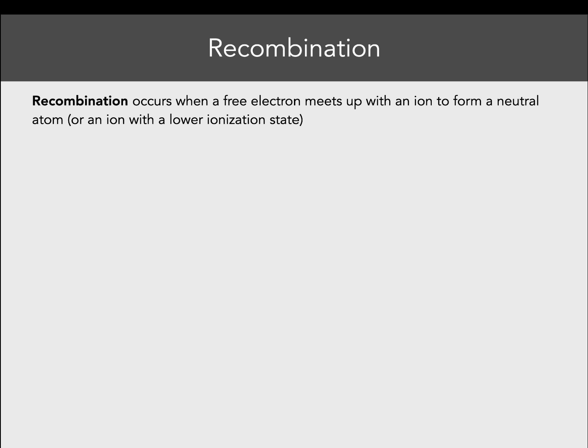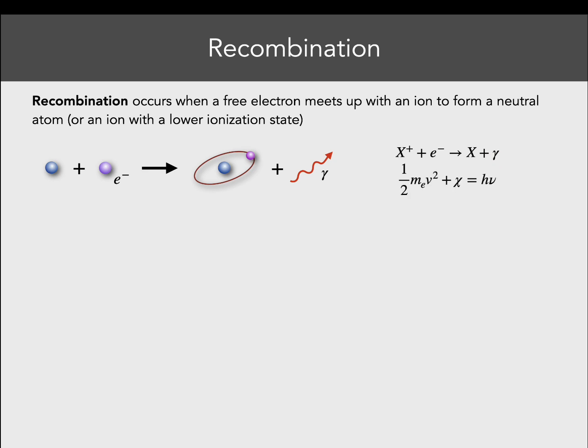Recombination is the inverse process. So recombination is when you have an ion, when it meets up with a free electron, they get together and form an atom plus a photon. So the energy state looks like this. You start with an ion, X plus. A free electron comes along. They get together to form a neutral atom, say, and then you get that photon left over. Energetically, kinetic energy of the free electron plus the ionization potential will equal the energy of that photon as it goes off.